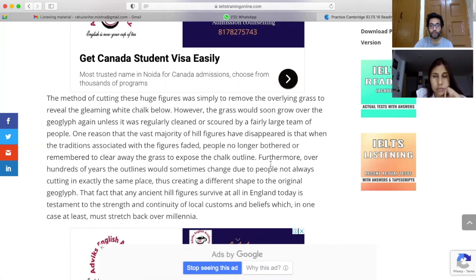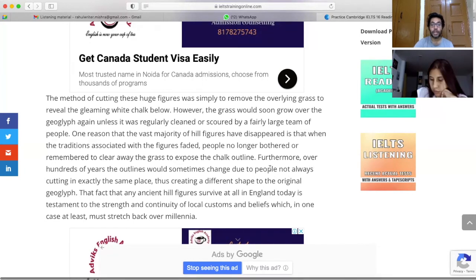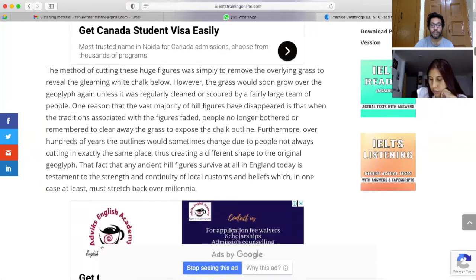Mark this point. Furthermore, over hundreds of years, the outlines would sometimes change because people were not cutting at the same area, so different shapes were created compared to the original geoglyph. But some ancient figures survive, and that is because of customs and beliefs, right? And these customs might stretch over millennia. Because of the customs of those areas, some of the figures survive.